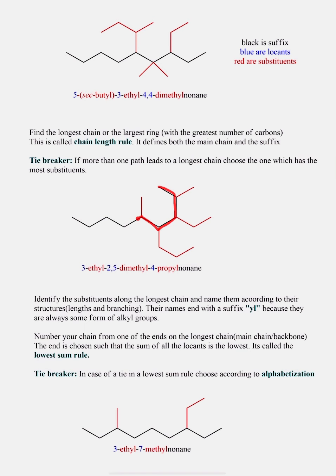This path, this path, this path, and this path. But these 2 paths are identical. So there are 3 unique paths. Now, in case of this tie, we use a tiebreaker here.